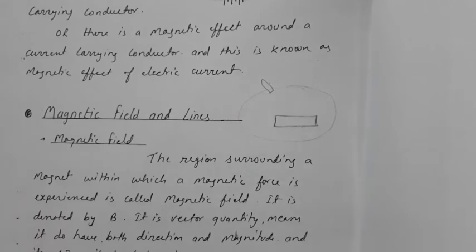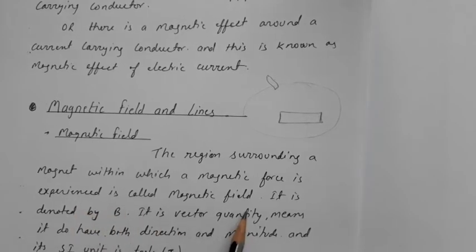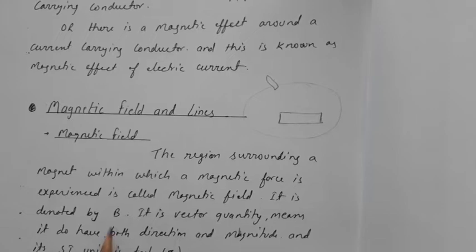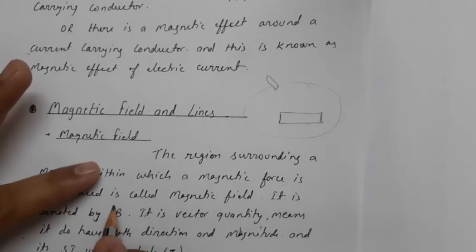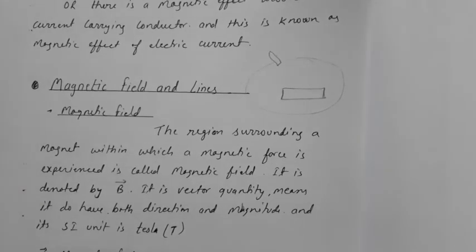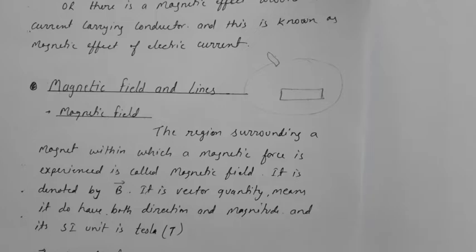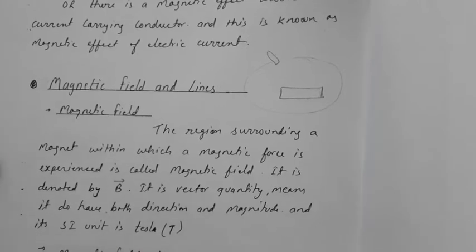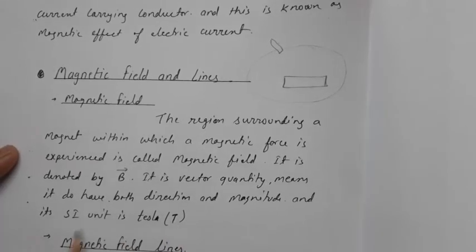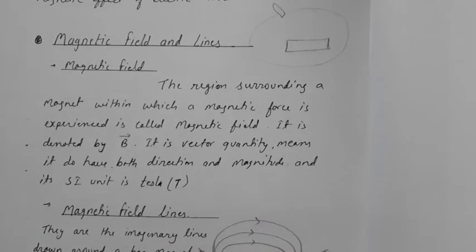So what is magnetic field? It is the region surrounding a magnet within which a magnetic force is experienced. It is denoted by capital B. It is a vector quantity, so we can mention a vector over it. If it is a vector quantity, that means it has both direction as well as magnitude, and we can measure the magnetic field in Tesla. Tesla is the SI unit of magnetic field, named after Nikola Tesla.